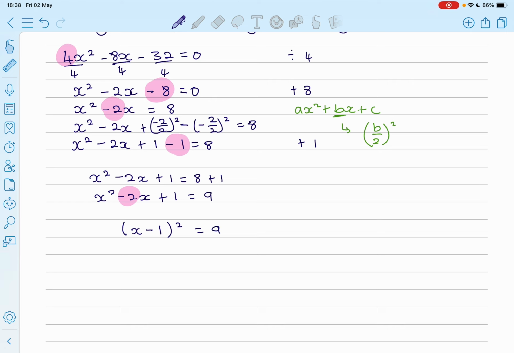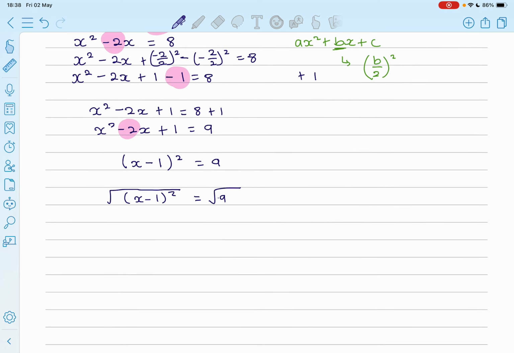Okay, so now we need to square root so that we can solve for x specifically. So we are going to square root both sides. So x minus 1 squared and 9. We square root here and we square root there. Now we only have x minus 1 on the left, and the square root of 9 can either be positive or negative 3.